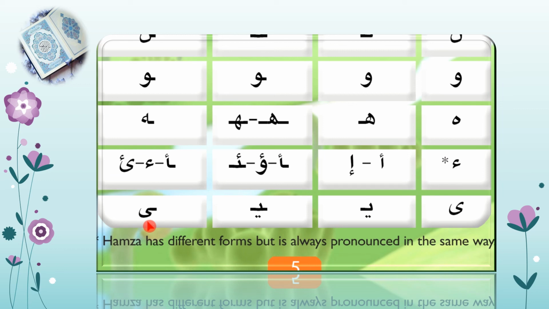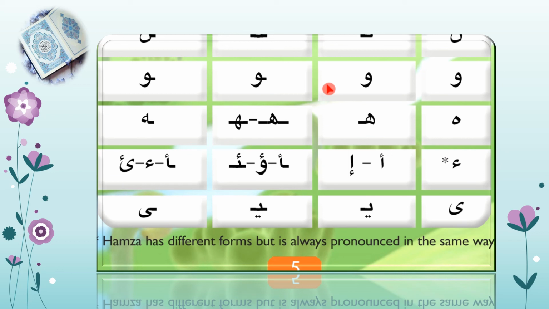Now, alhamdulillah, we finished all the letters and how they will be in the beginning of the word, in the middle of the word, or at the end of the word. So we have to repeat this video many times until you memorize the position for every letter in the beginning or in the middle or at the end.